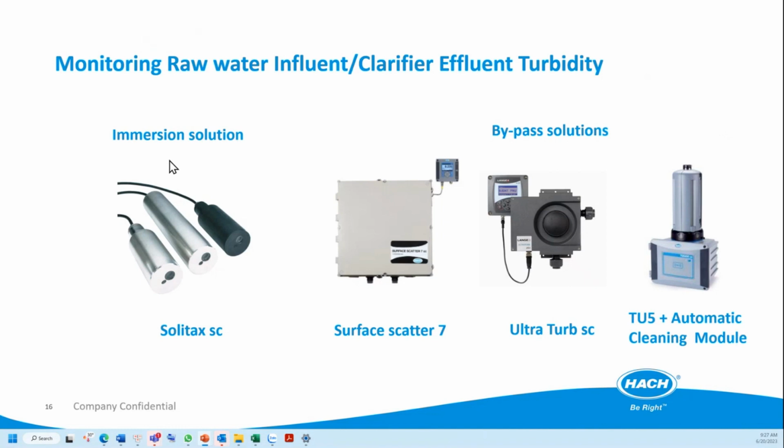So for raw water, we can use either Solitax, surface scatter, or Ultraturb for turbidity monitoring. The difference is only in the installation solution, either immersion or bypass, and also they are different in range. For Solitax, the range is 0 to 4,000 NTU. Surface scatter is from 0 to 10,000, and Ultraturb is 0 to 1,000. So with different ranges, we just choose the right solution for the right range of the raw water.